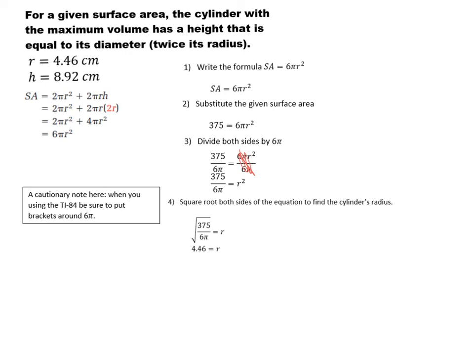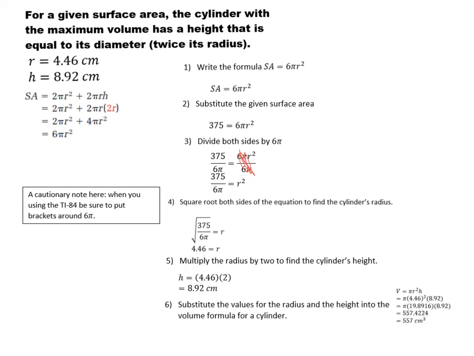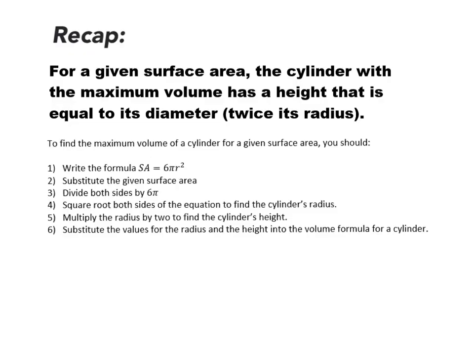Now that I have the cylinder's radius, I need to multiply the radius by 2 to find the cylinder's height. When I multiply the radius by 2, I find that the cylinder's height is 8.92 centimeters. Next, I need to substitute the values for the radius and the height into the volume formula for the cylinder. When I substitute in those values, I get the volume as 557 centimeters cubed. That volume is the maximum volume I can have for a cylinder with the given surface area of 375 centimeters squared. Just a quick recap.